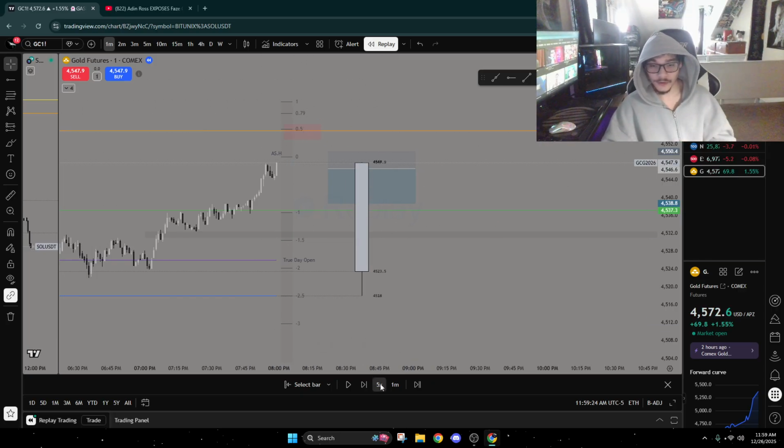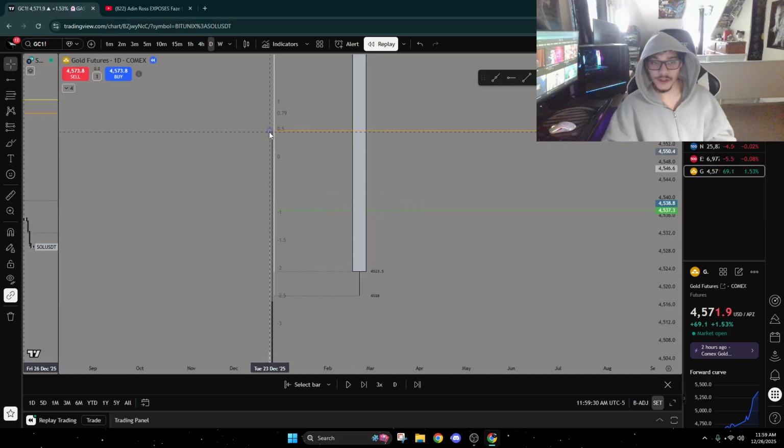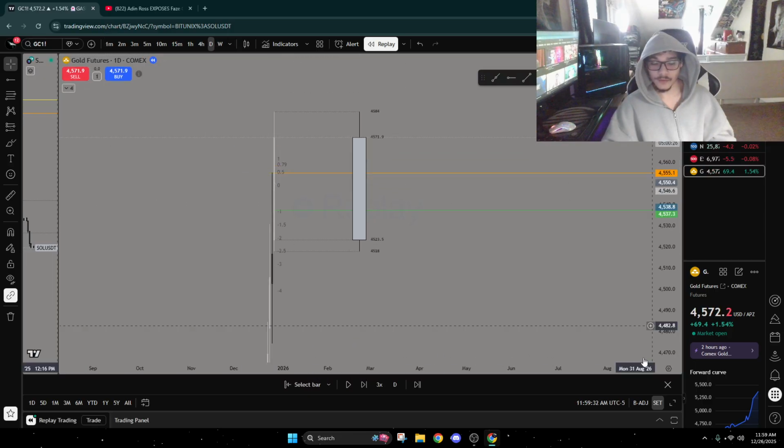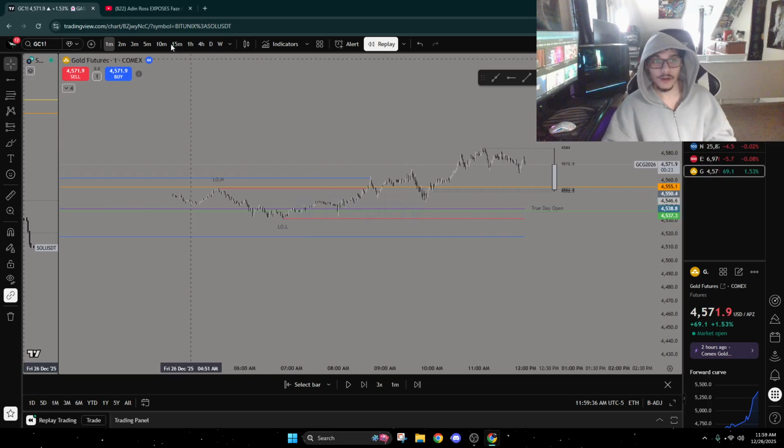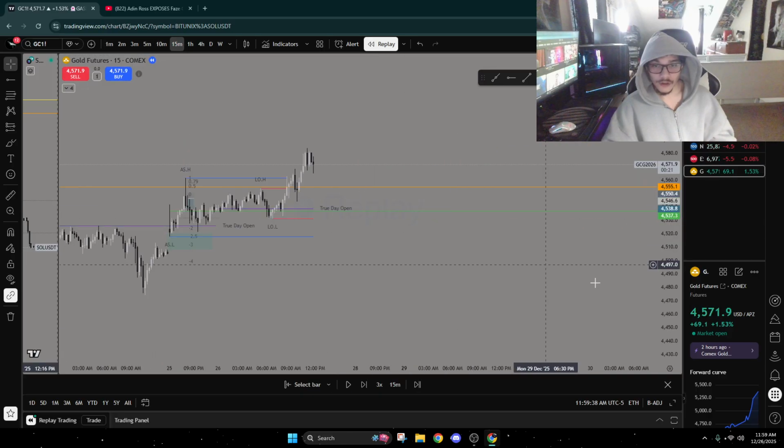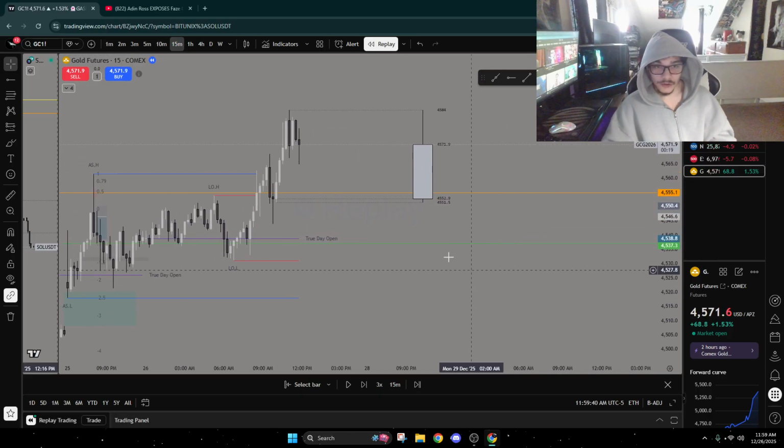So if we go into replay mode, we know that this orange line right here is what? It is previous day high. You can see it right there. That's the previous day candle's wick, previous day high. All right, perfect. So come back down to like 15-minute chart. What do we also see?